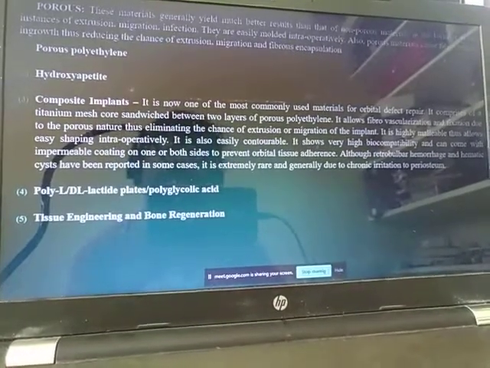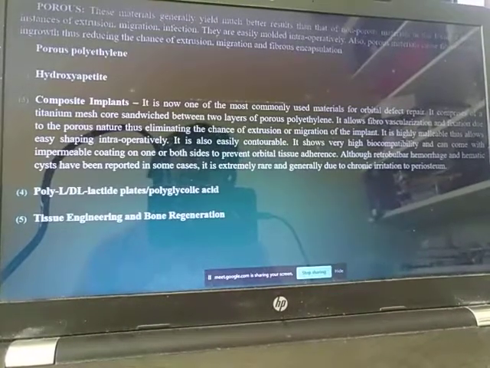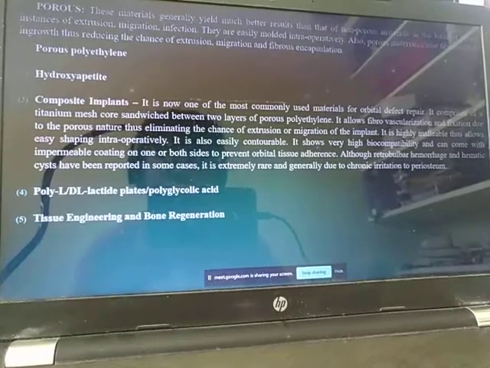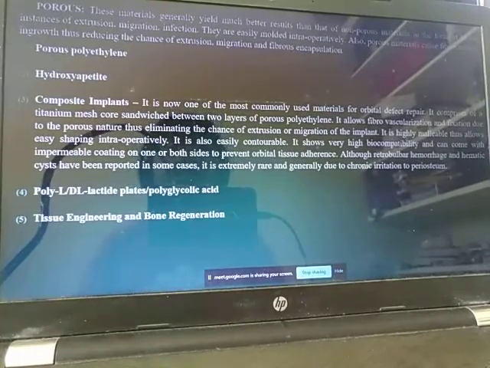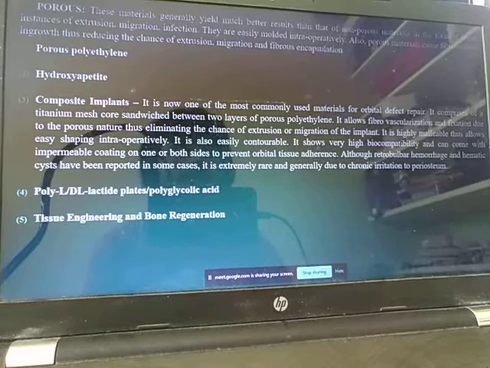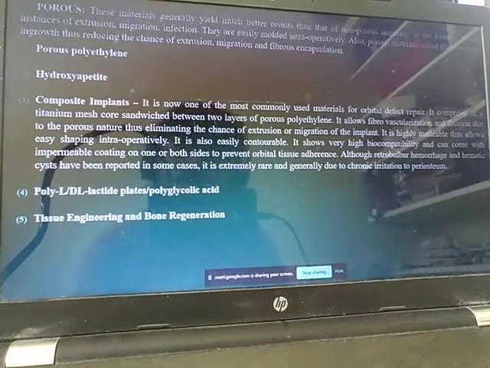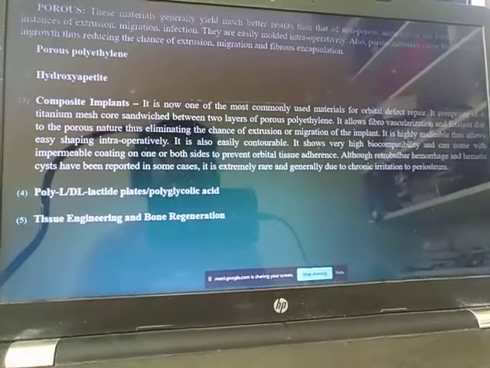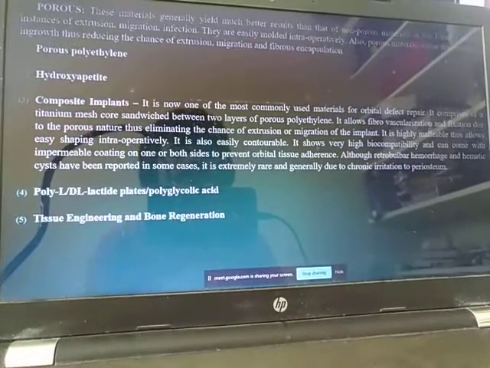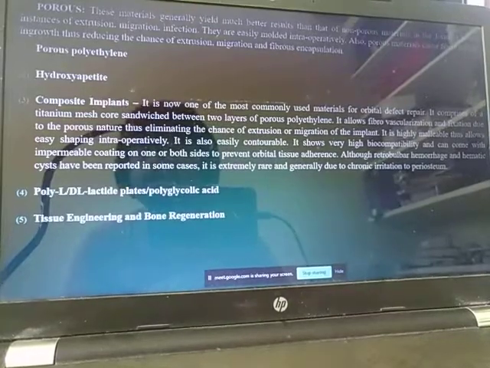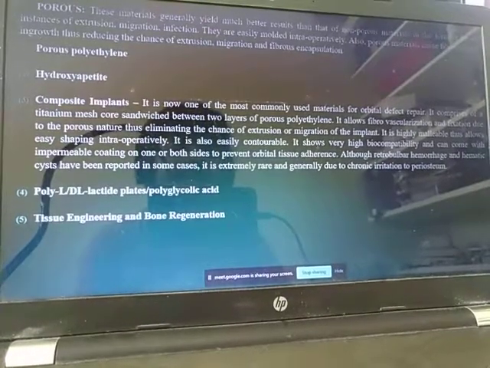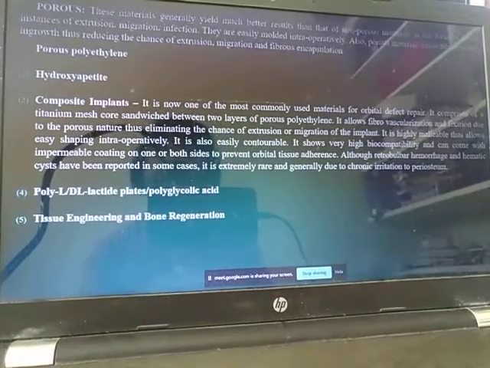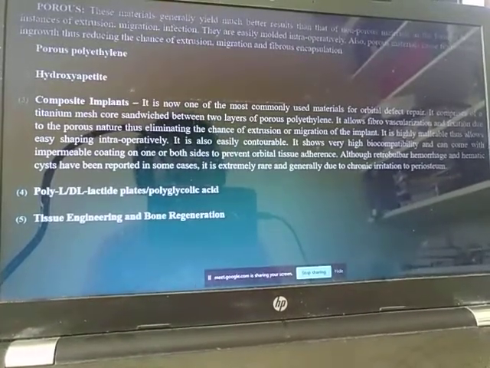Coming to composite implants, these are the modern implants that are used most frequently. It is also the material that we use in our hospital for orbital floor reconstructions. It comprises a titanium mesh core sandwiched between two layers of porous polyethylene. It is highly biocompatible. It allows fibrovascularization and fixation due to the porous nature, thus eliminating the chance of extrusion or migration of the implant. It is highly malleable, thus allowing easy shaping intraoperatively. It is also easily contourable.